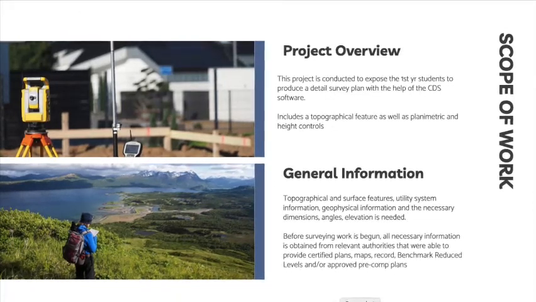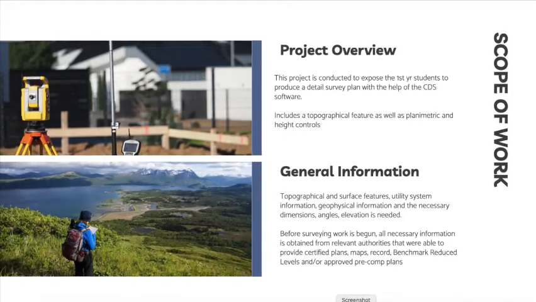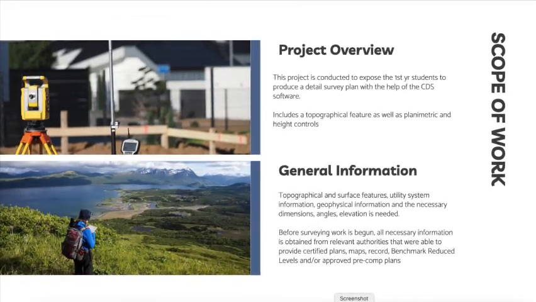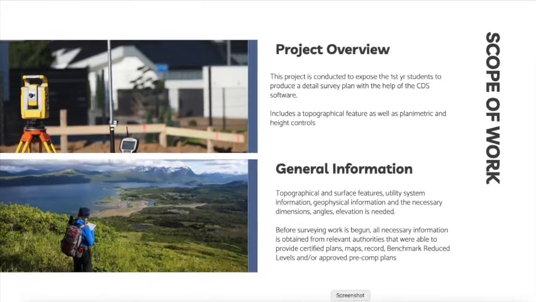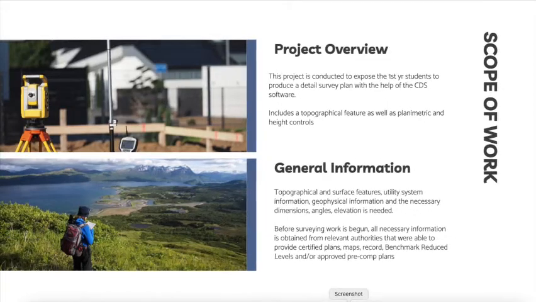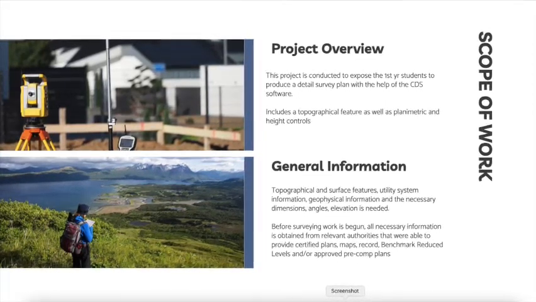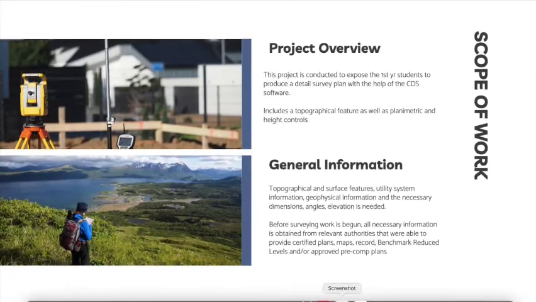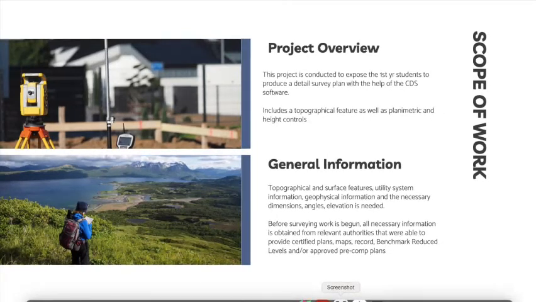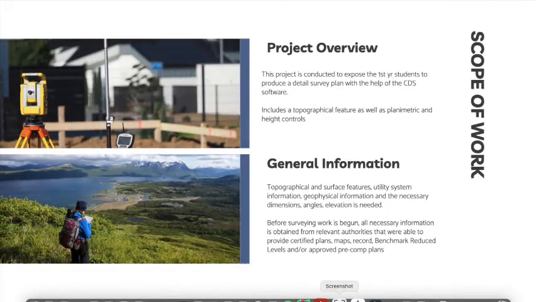In this project, the topographical and surface features, utility system information, the geophysical information, and other necessary dimensions, angles, elevations will be suitable for the preparation of the surveying work and the final survey designs. Before the physical surveying work begins, all of the necessary information is obtained from the relevant authorities such as the State Survey Department, Land Office, and other government agencies that are able to provide certified plans, maps, records, benchmark reduced levels, and/or approved pre-computation plans of the surrounding area.